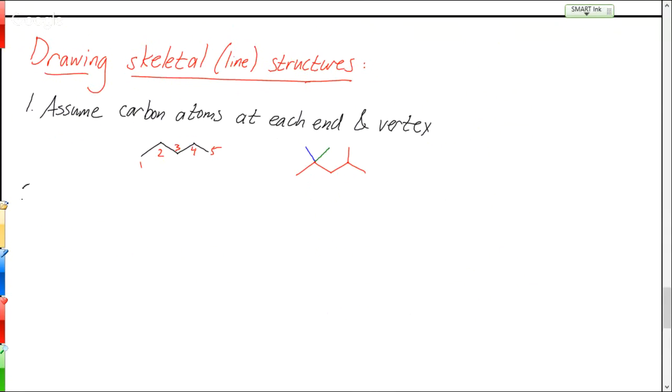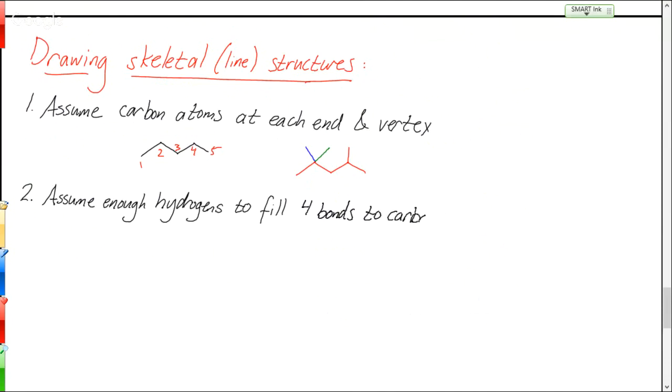All right, so the second rule is that we always assume enough hydrogens to fill 4 bonds to carbon. And so we're going to make sure that every carbon always has 4 bonds. So we don't show any of the hydrogens that are connected to carbons, but we know they're there because we know carbon always has to have 4 bonds.